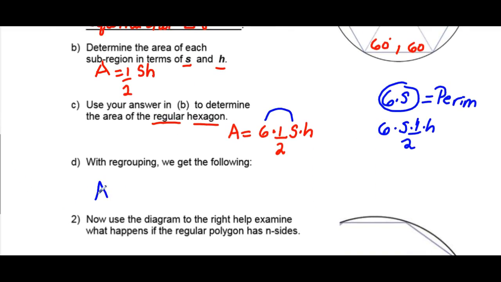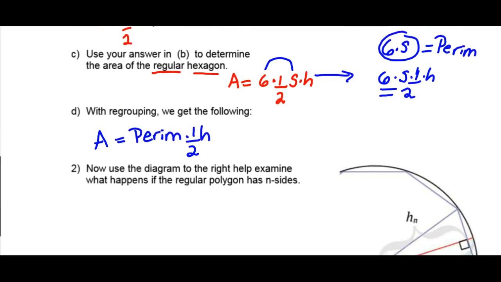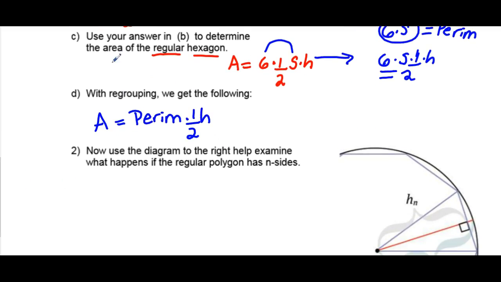Therefore, the formula will be the area equals, take this 6S, which was this formula rewritten, and replace it with perimeter times 1/2 the height. And there you have the formula for the area of the regular hexagon. There we go. Okay, we're not going to look at number 2. We're going to move to the next page.